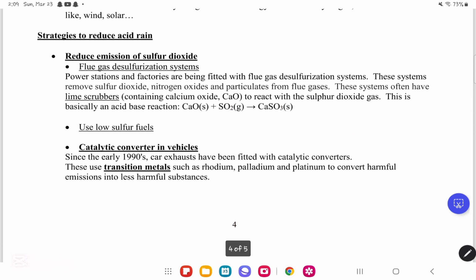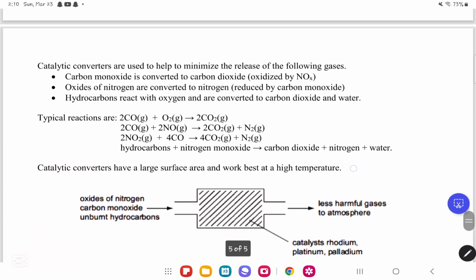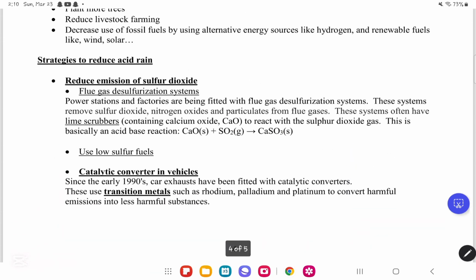How do we reduce acid rain? We need to reduce, first of all, sulfur dioxide. We have a few ways to reduce the emission of sulfur dioxide.